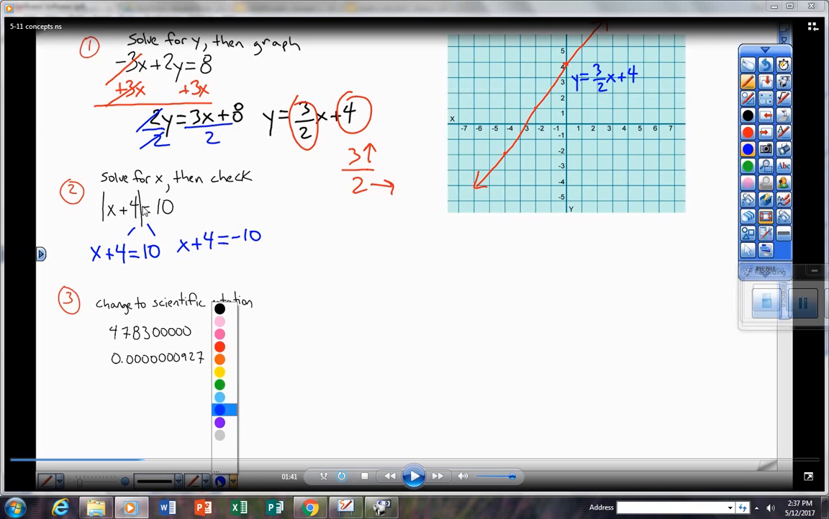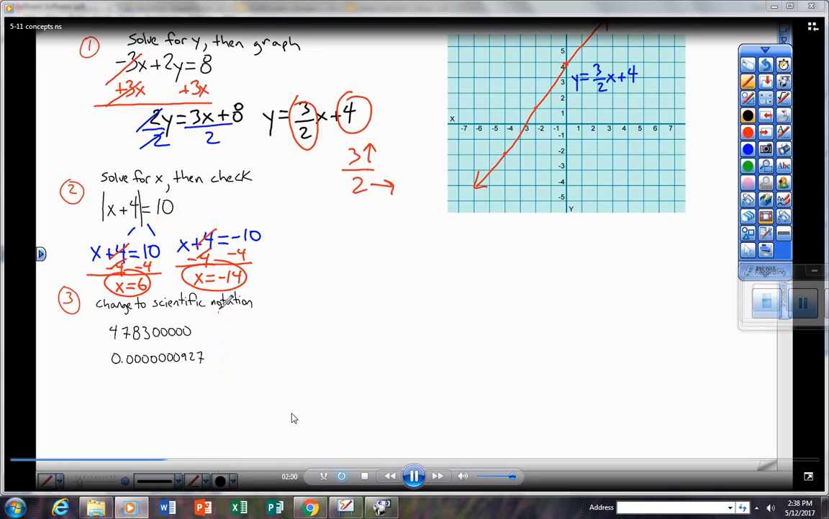10 in here, absolute value is 10. Negative 10, absolute value is also 10. So I need to find what gives me 10 inside there. First one, take away 4, gives me x equals 6. First answer, that gives me 10. The other answer, take away 4, gives me x equals negative 14. That is the other answer.